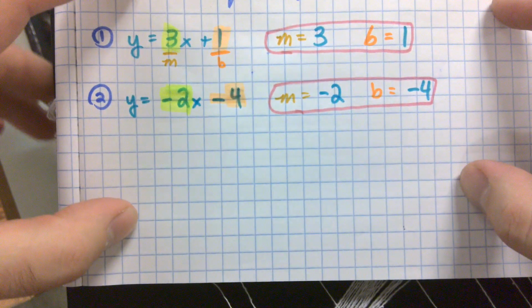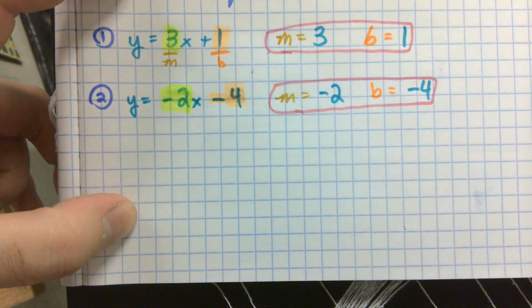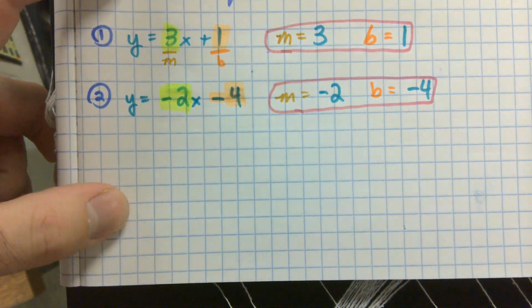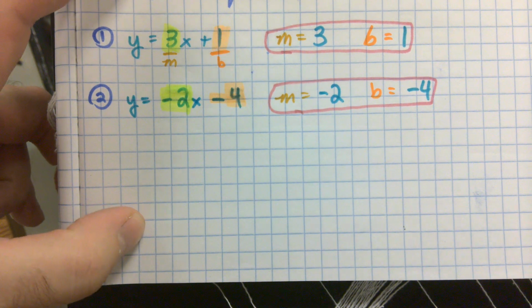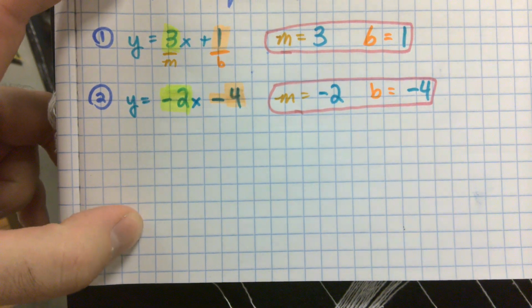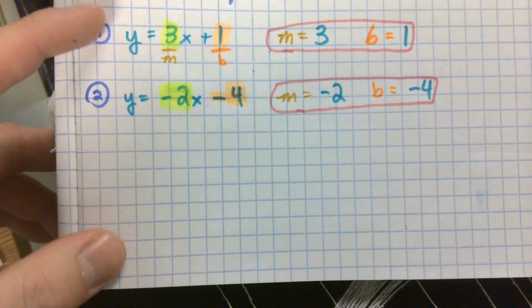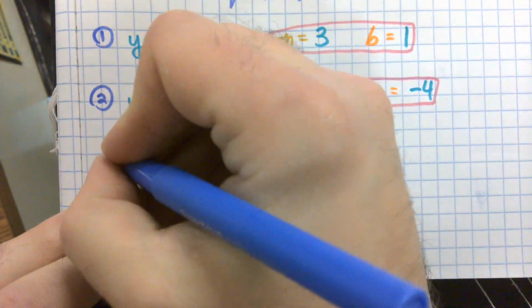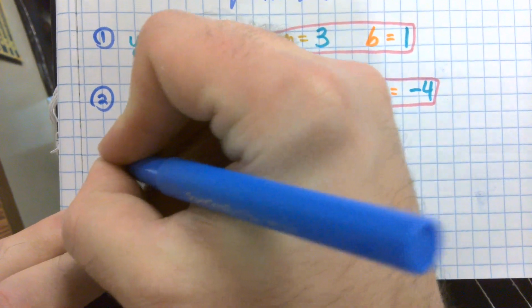Quick show of thumbs for understanding kind of what I'm talking about. Finding m, finding b, thumbs up if you're like, this makes sense, super easy. Thumbs sideways if it's still a little confusing. Okay, I appreciate those of you who are with me. I see some heads down. Hopefully you are watching these videos at home.